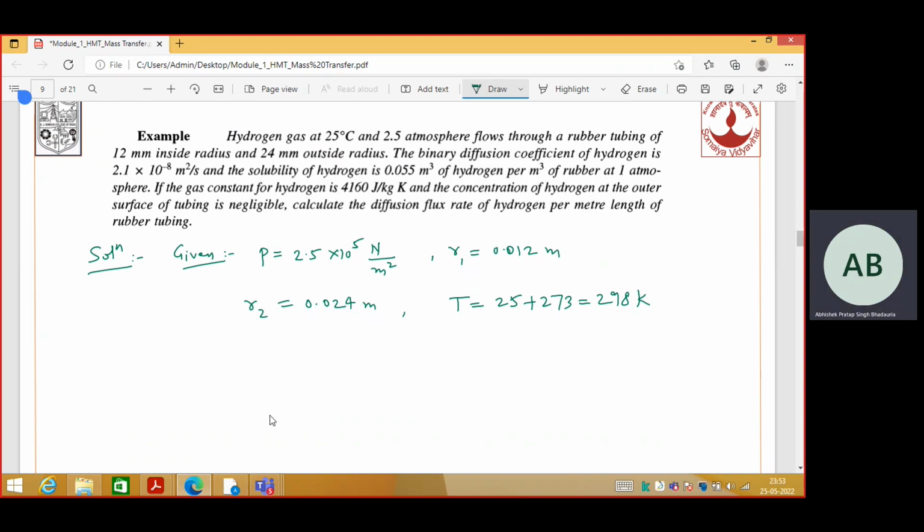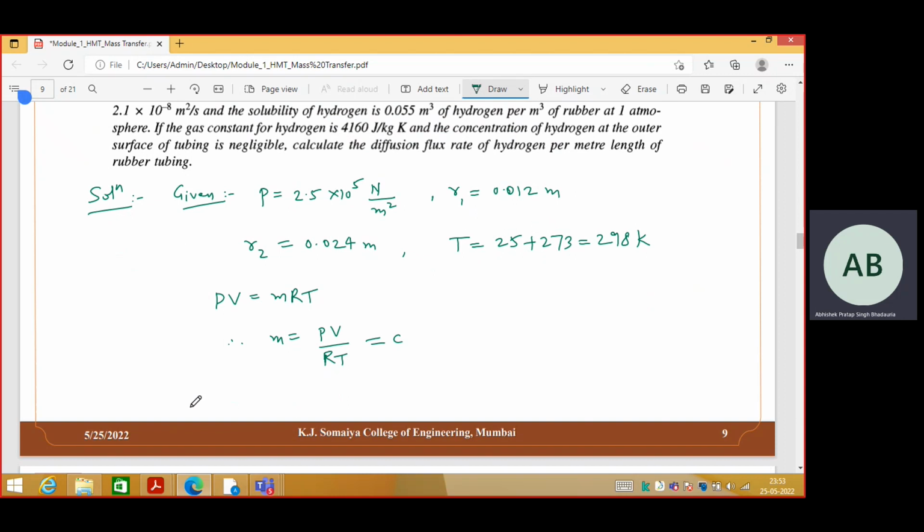Okay, so let's solve this. We have to find the diffusion flux rate of the hydrogen per meter length of the rubber tubing. First of all, we'll write the equation for the perfect gas law. We know PV is equal to mRT. From this we can write m/V is equal to P by RT, which is nothing but the concentration.